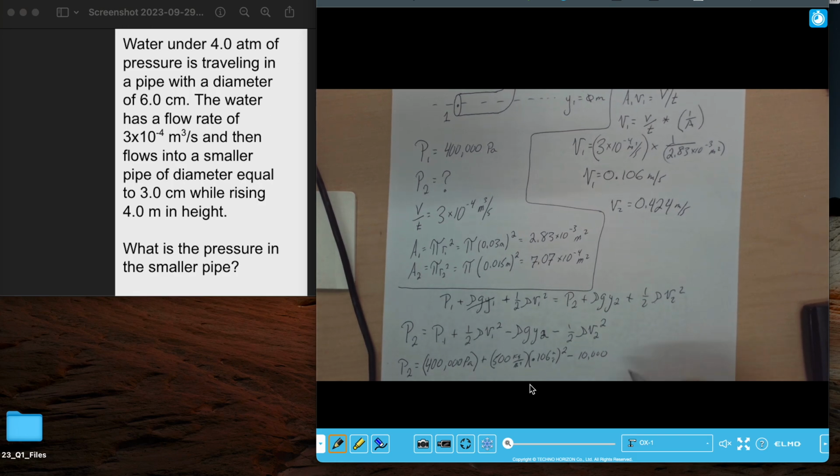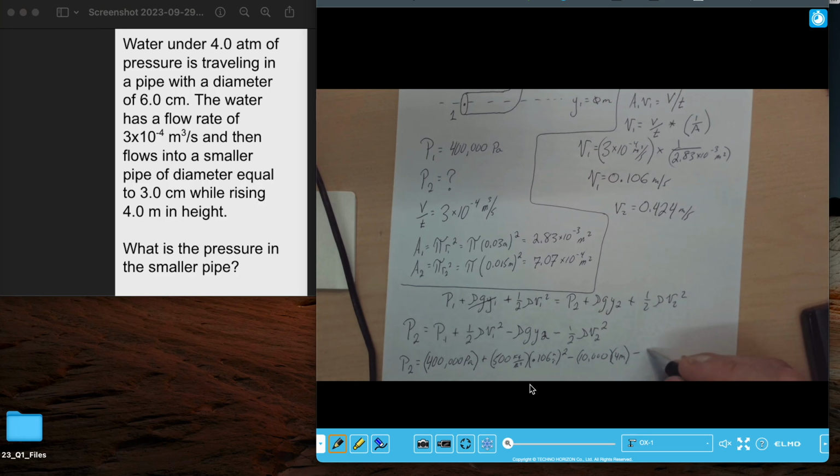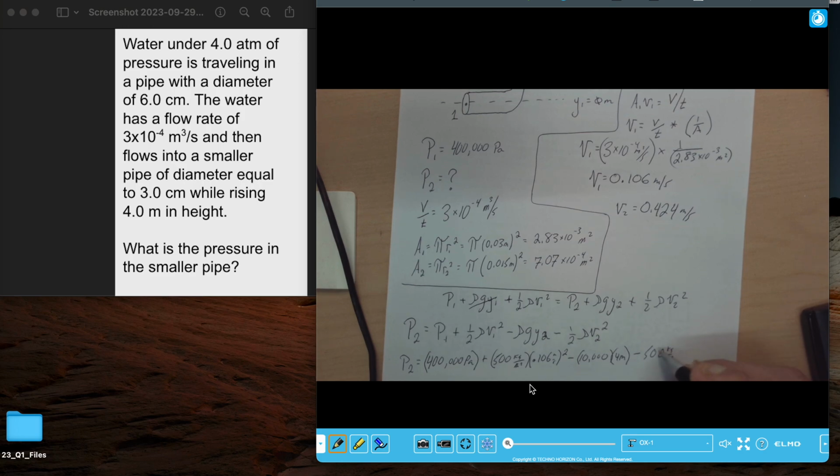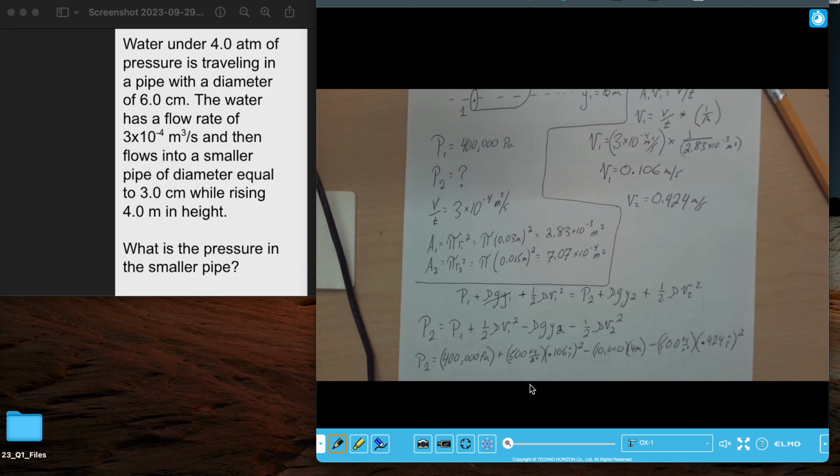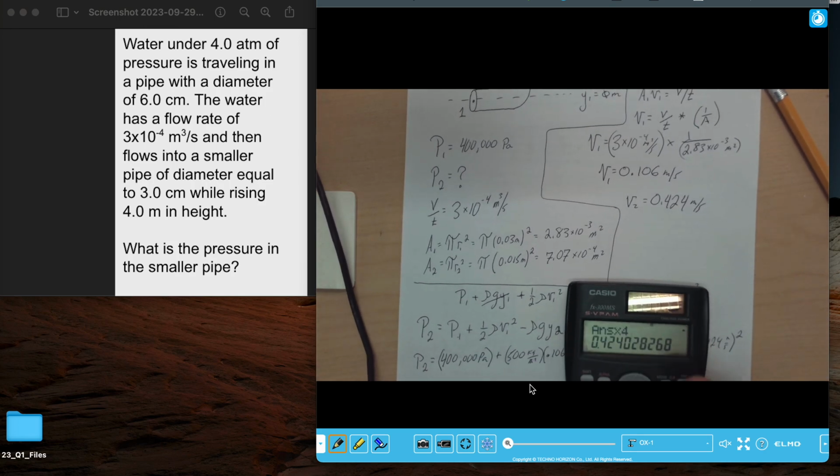I guess the units are a little bit funky here. I'm just going to leave them out. 10,000, bad form, but I'm doing it. 10,000, and y2 is what, 4 meters, minus 1/2 rho V2 squared. So again, minus 1/2 of rho, that's 500, 1/2 of 1,000 is 500 kg per cubic meter, and V2 squared is 0.424 meters a second, squared. Now it's just math, right? Let's see what we get here.